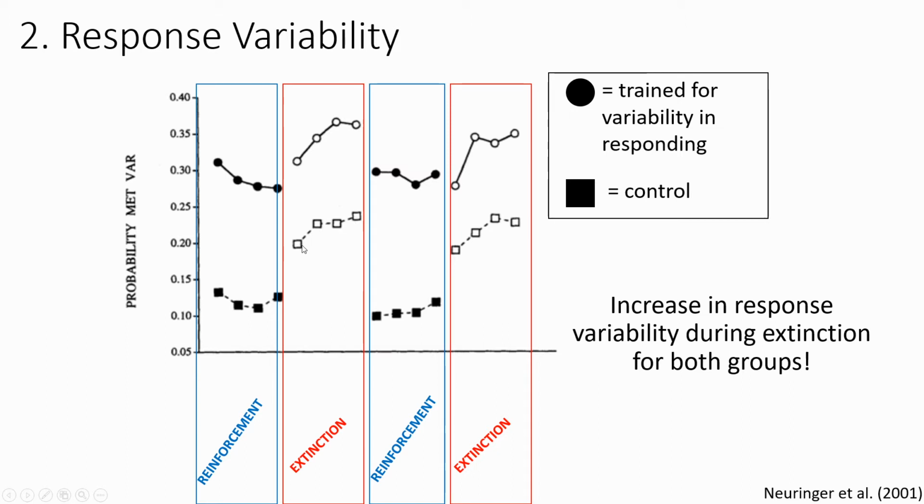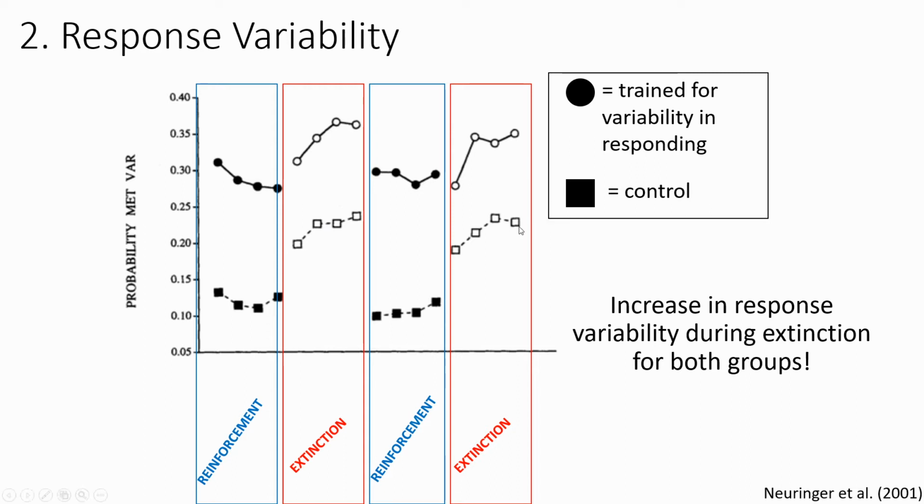So it doesn't matter if you were trained to be variable or not, you're still going to see in both of those groups an increase in response variability during extinction. And again, really, really cool, when we go back to reinforcement, they drop back down to the levels that are required by their different restrictions, but no more. So that increase in variability isn't permanent. It only happens when the extinction contingency is in place, which is just really cool.